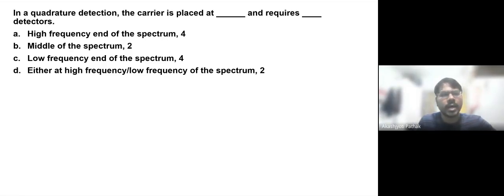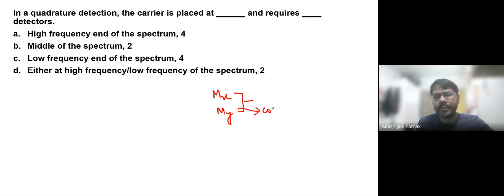Okay, so we learned that what we have to do in quadrature detection is try to capture both the transverse components. We want to capture both the Mx component and the My component. For this we need two detectors, one which will detect our cosine component, so your y component will give you the cosine function, and the x component will give you a sine function. So you need two detectors that can detect both your cosine function and your sine function.